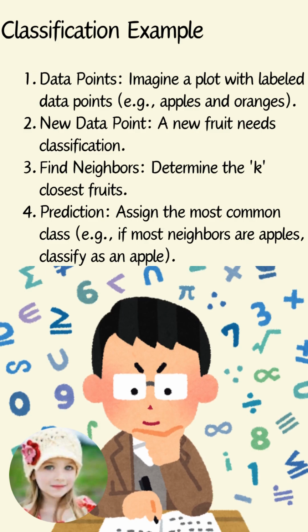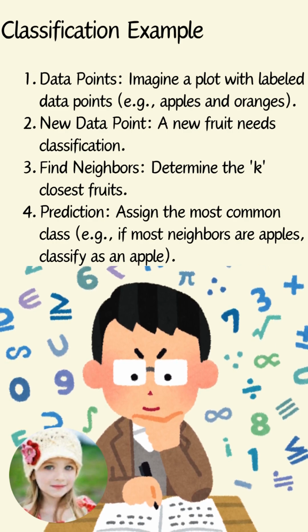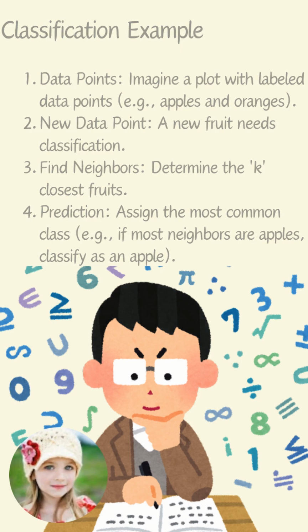Here we can see an example for classification. Imagine a plot with data points as fruits like apples and oranges, and consider the new data point as a new fruit which needs classification. We will find the neighbors, which are the closest fruits, and the prediction is made based on the value of k. If most of the neighbors are apples, then the new fruit is classified as an apple, and if most of the neighbors are oranges, then we will classify it as an orange.